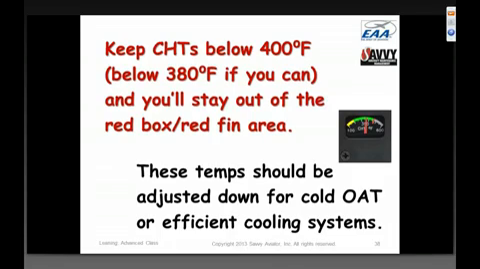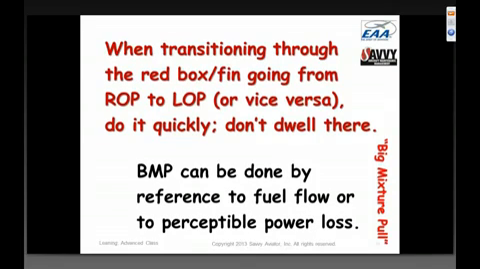If it's very cold out, or if your airplane has an unusually efficient cooling system, then you'll want to adjust that temperature down by 10 or 20 degrees. But the 400 and 380 numbers are good for most airplanes under most atmospheric conditions.